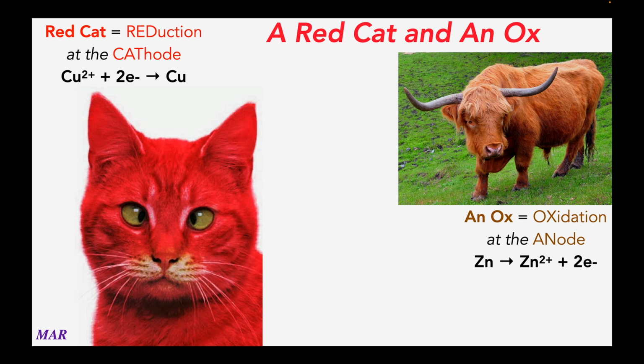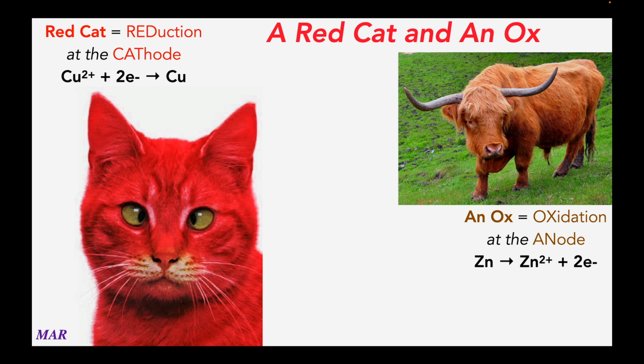First one is a red cat. Reduction occurs at the cathode. So if you have, for example, copper 2+ going to copper, that would be the cathode, because copper 2+ is gaining electrons to become copper metal. On the other hand, an ox would be oxidation at the anode. So zinc going to zinc 2+, zinc is being oxidized. That would mean that zinc would be at the anode. So reduction at the cathode, and zinc would be oxidizing at the anode.